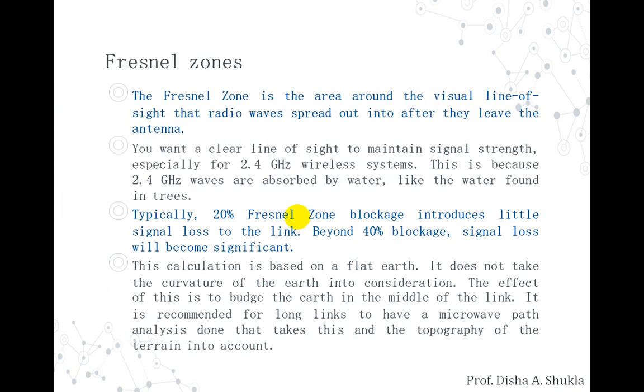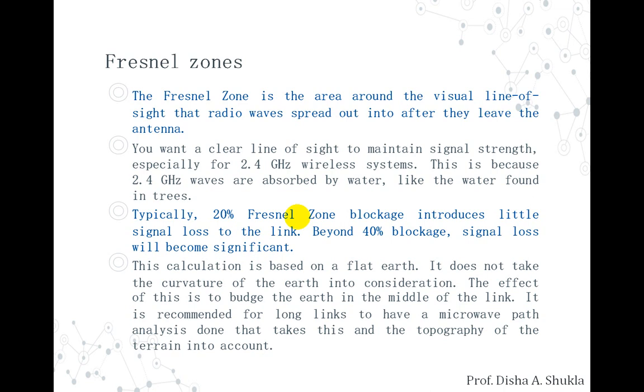So moving further, Fresnel zone. Now what is a Fresnel zone? The Fresnel zone is the area around the visual line of sight that the radio waves spread out into after leaving the antenna. So here we are discussing mostly line of sight propagation. That is, for a line of sight propagation we have a Fresnel zone.